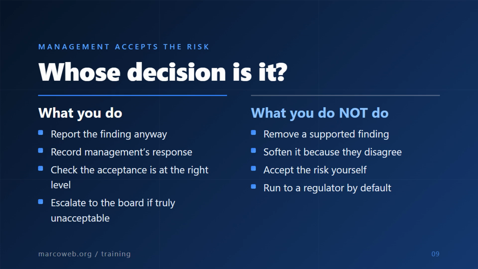Now, management disagrees and decides to accept the risk. This is the point candidates get wrong most. Accepting risk is a management prerogative, not an audit decision. So you report the finding regardless, you record the acceptance, and you satisfy yourself that whoever is accepting it has the authority for a risk of that size. A team leader cannot accept an enterprise-level risk. What you do not do is remove a supported finding, soften it, accept the risk yourself, or run to a regulator. If you believe the accepted risk is genuinely unacceptable to the organization, the route is escalation to the audit committee or board, the parties who can overrule it.